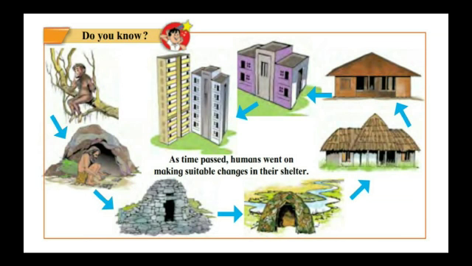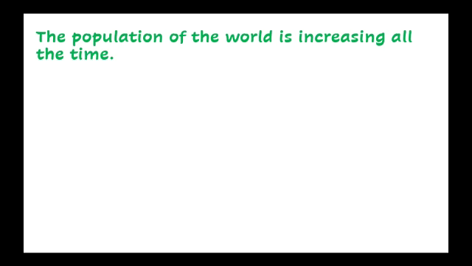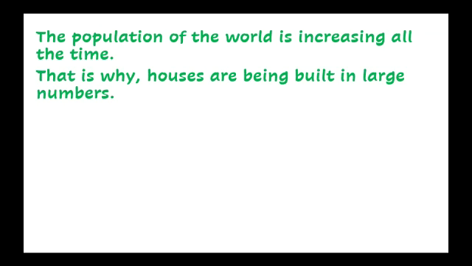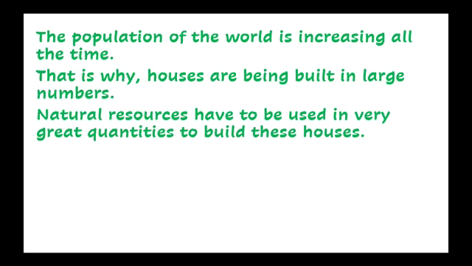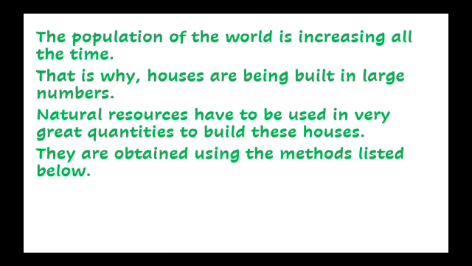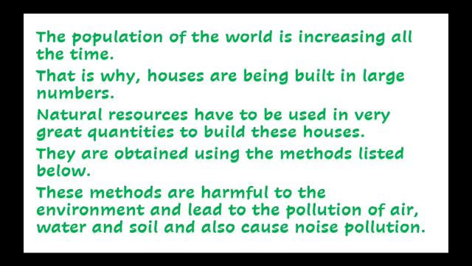As time passed, humans went on making suitable changes in their shelter. The population of the world is increasing all the time. That is why houses are being built in large numbers. Natural resources have to be used in very great quantities to build these houses. They are obtained using the methods listed below. Now, what are the methods? Let us see. These methods are harmful to the environment and lead to the pollution of air, water and soil, and also cause noise pollution.